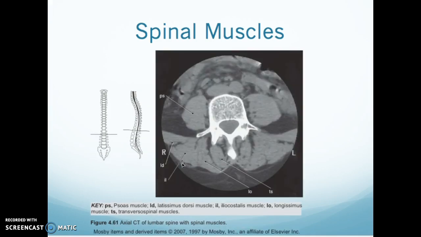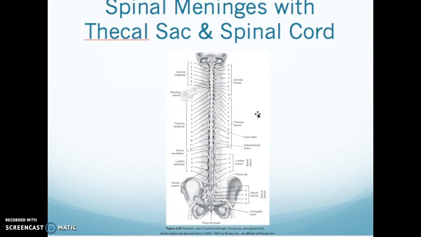All right, so here's a CT. You can see with the fat in between pretty well. So you have your transversospinalis muscle and your longissimus muscle and iliocostalis, is that? Yep, iliocostal muscle, and your latissimus dorsi with your psoas muscle on either side of the body.